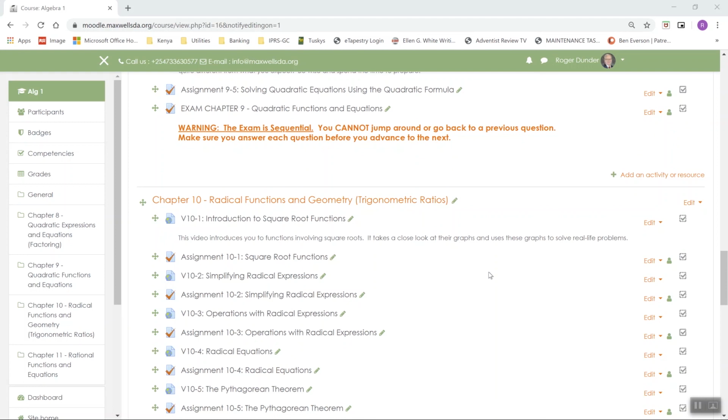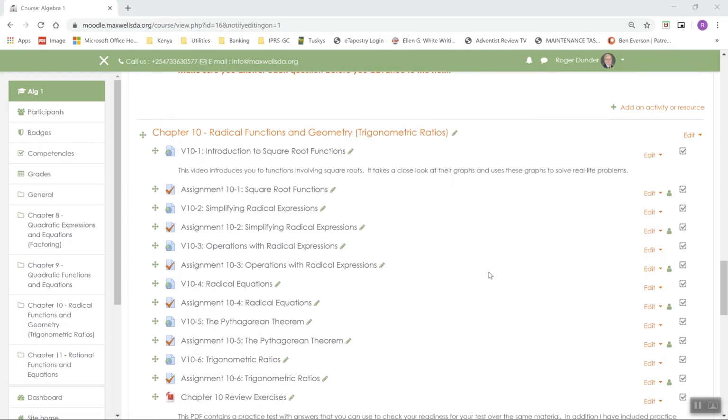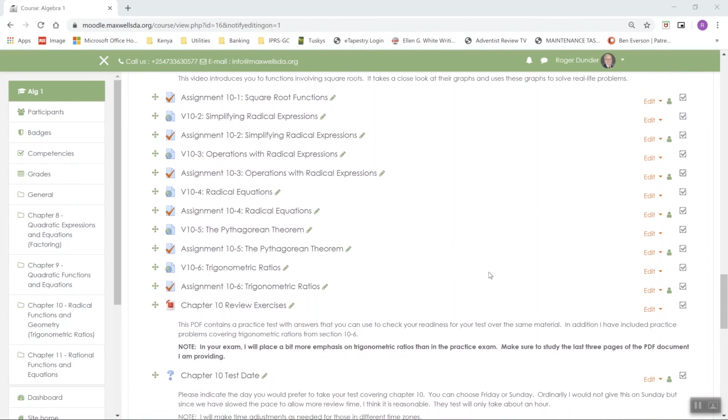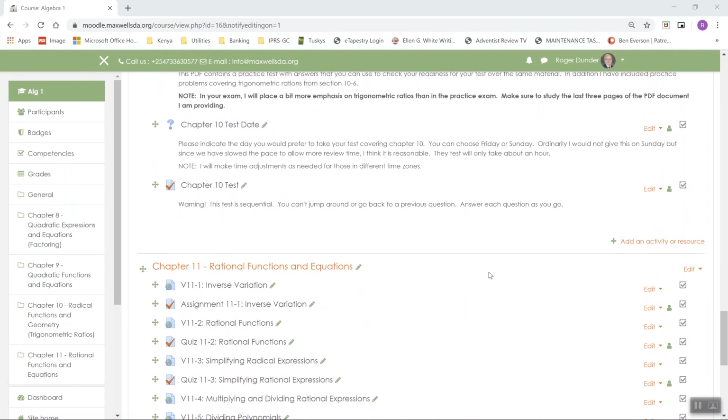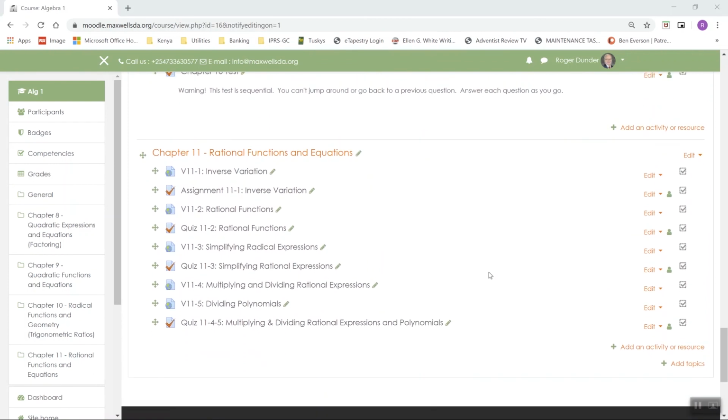Don't forget what a conjugate is, okay? Conjugate is also an important property for chapter 10. So I will probably emphasize more the trigonometric ratios from chapter 10. And then finally, chapter 11, where we have been in the last few days: inverse variation.